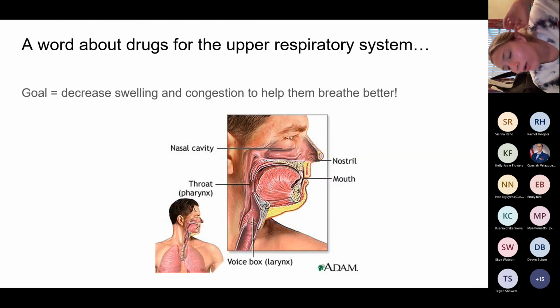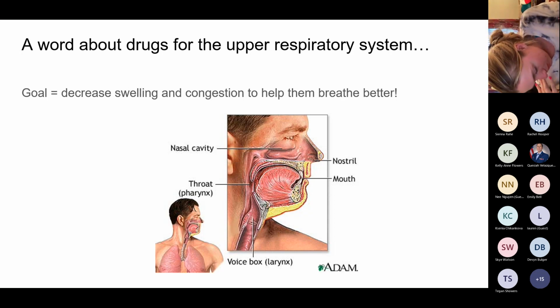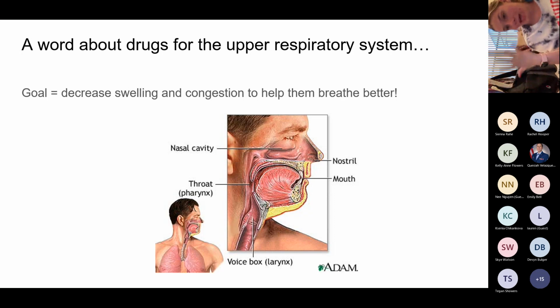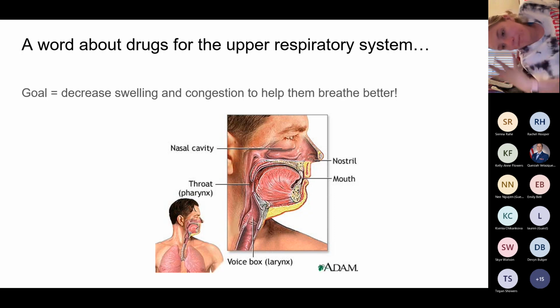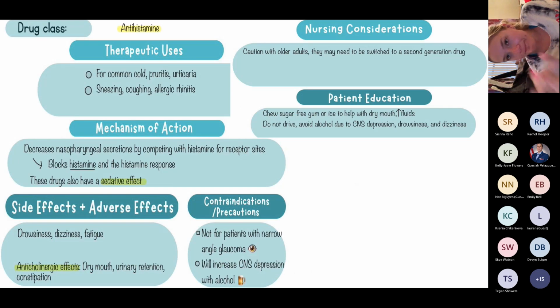Now we've gotten to our respiratory portion of our review. So, just a word about the upper respiratory system. It is our nose, mouth, and throat. So, like our common cold, runny nose, things like that can cause lots of discomfort and issues with the students. So, please keep that in mind. Our whole goal is to decrease swelling and congestion because this is our airway, okay? This is where we breathe. So let's begin. Up first are going to be our antihistamines.